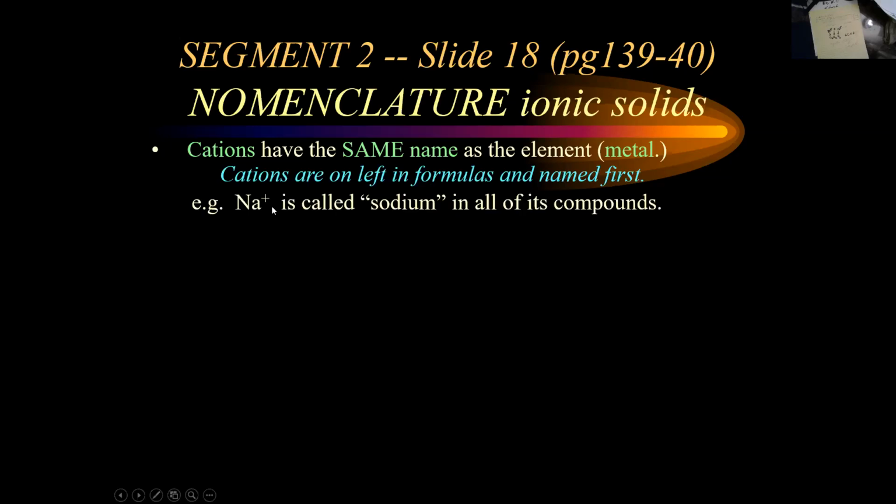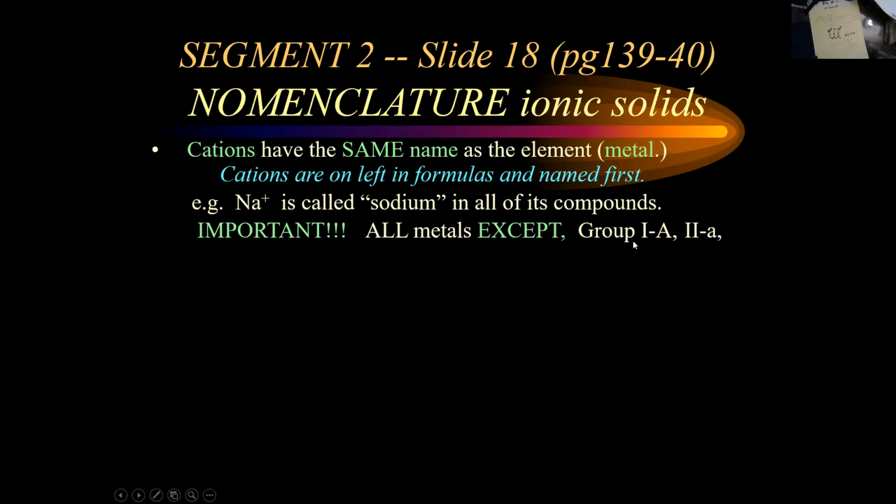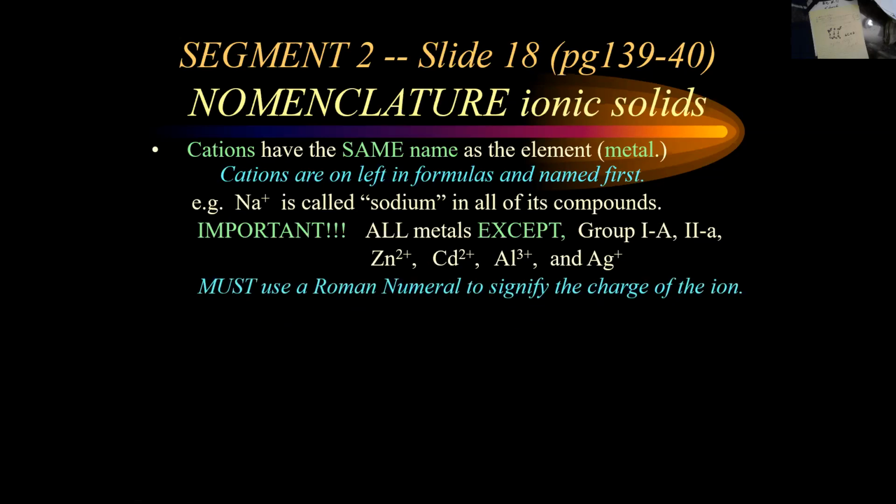Okay, all right. So the cation part is named by the metal. Anything that's got sodium as the first part of the name is just going to be called sodium something. So it's named sodium in all of its compounds. Now, all the metals except these: group 1, group 2, zinc, cadmium, aluminum, and silver, all other metals have multiple charges. So you have to distinguish between, for example, +2 iron or +3 iron. It could be either one of the two.